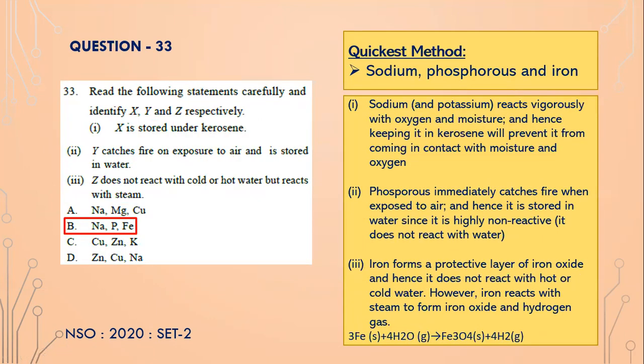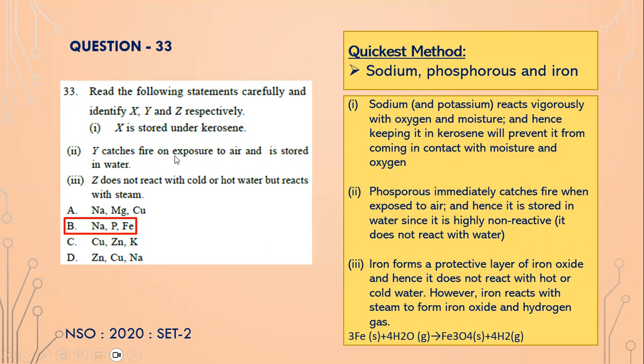Read the following statements carefully and identify X, Y, and Z respectively. X is stored under kerosene. So what is stored under kerosene? Sodium. Na, sodium, is stored in kerosene because it vigorously reacts with oxygen and moisture, and keeping it in kerosene will prevent it from coming in contact with moisture and oxygen. So sodium is stored in kerosene.